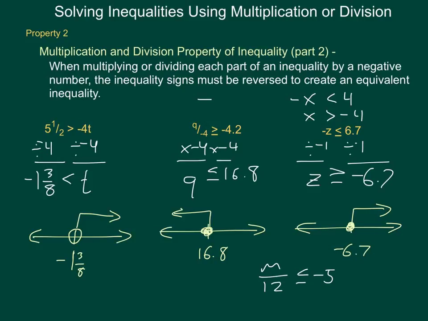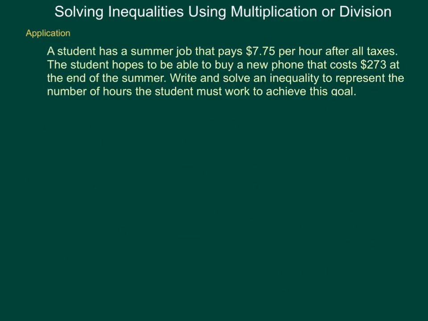So how can we apply this math into something outside in the world? Let's say a student has a summer job that after paying all their taxes, they average about $7.75 an hour. The student hopes to be able to buy a new phone that costs $273 by the end of the summer. We need to write and solve an inequality to represent the number of hours the student must work to achieve this goal. So, we'll use h as our variable for the number of hours that are worked, and the pay is $7.75 times the number of hours. This will come in comparison to the $273 of the phone.